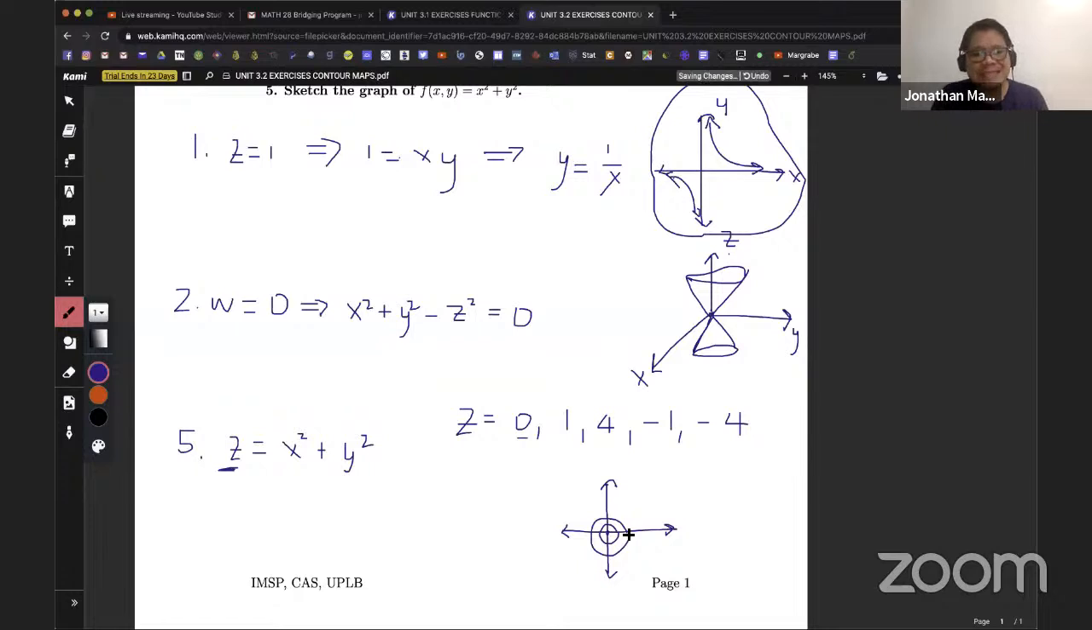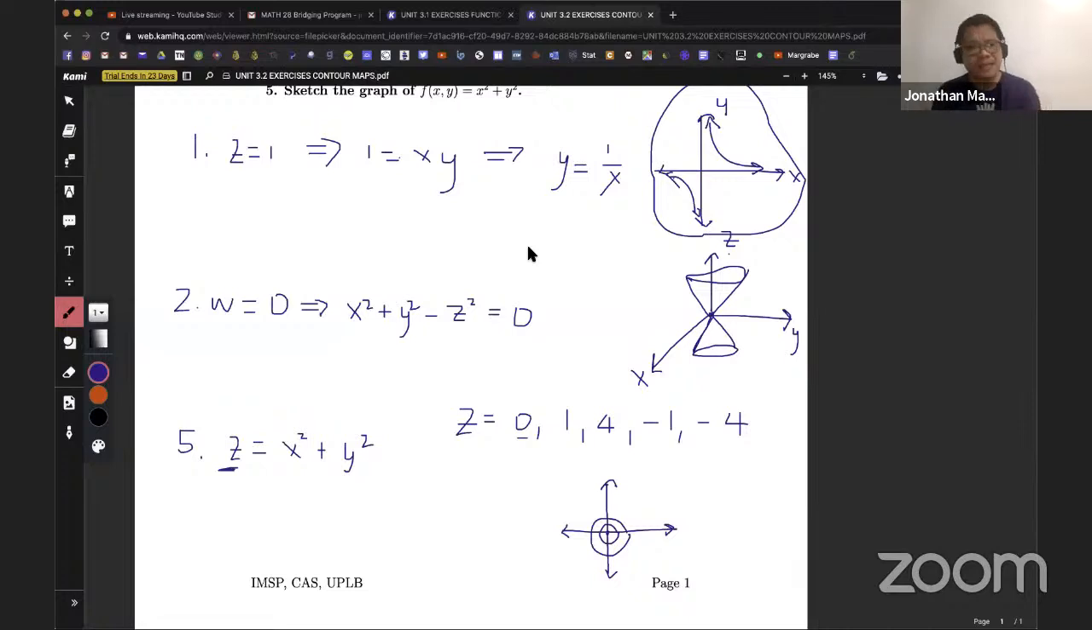How about if z equals -1? So we will be having an equation x squared plus y squared equals -1. What is the graph of that on a 2D space? Okay, no graph, wala po, empty set. Yeah, that is correct. It is an empty set.